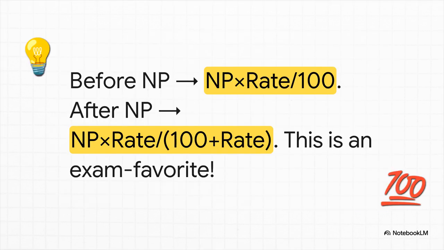And here's another favorite little trick question they love to throw in: commission calculations. You have to pay super close attention to the wording here. If the question says before charging commission, great, you use the simple formula, rate over 100. But, and listen closely here, if it says after charging, you absolutely must use the other formula, rate over 100 plus the rate. It's a tiny detail, but it makes a massive difference in your final answer.